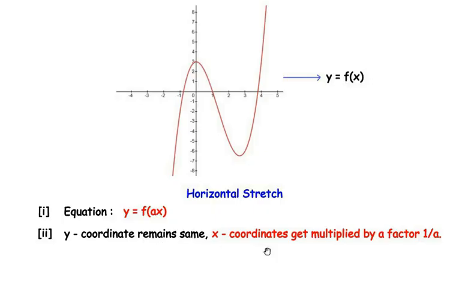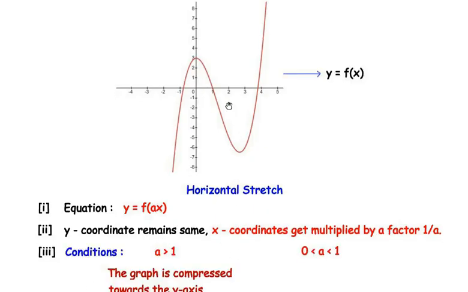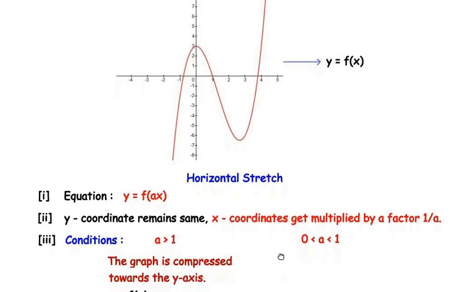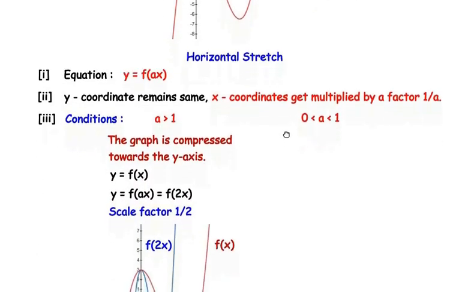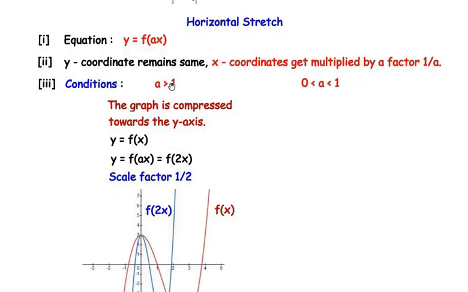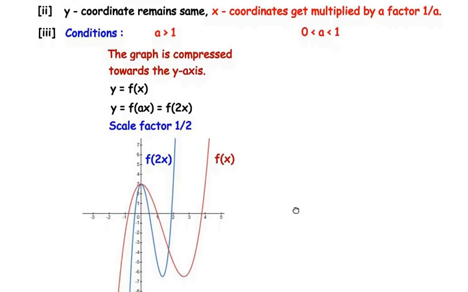So let us understand those two conditions now. This is the parent function on which we are going to apply these stretches on this cubic function. The two important conditions over here are condition 1 where the value of a is greater than 1, and condition 2 where the value of a is in between 0 and 1. Let us focus on the first condition where the value of a is greater than 1. So a can be 2, 3, 4 or any value which is above 1. Now in this case, when we apply this kind of horizontal stretch, the graph is going to be compressed towards the y-axis.